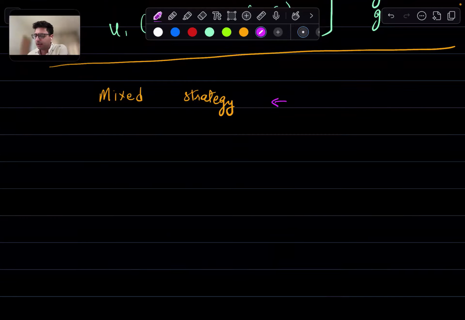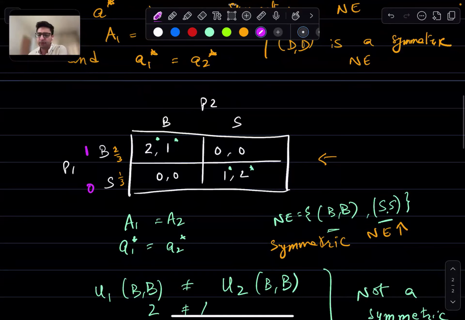The first thing I want you to realize is that as soon as you start mixing over actions, now your payoffs aren't guaranteed, right? You're not guaranteed a particular number. So now we have to make one additional assumption about players' preferences, which is risk neutrality. It's a very simple assumption. It's just that your payoff is now your expected payoff.